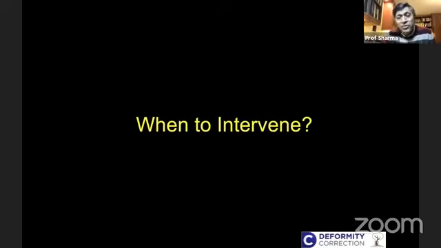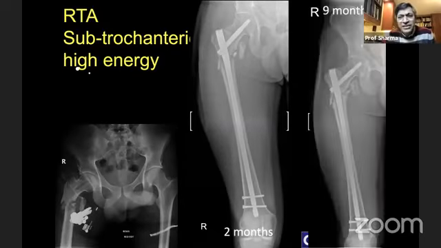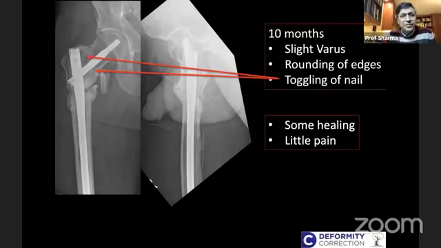Then let's go back to when to intervene. When do we actually have to do the surgery? This is a very difficult question. You cannot answer it straightforwardly. So there is a high energy subtrochanteric fracture in a polytrauma patient. You can argue it's a bit of varus, there's a gap, all kinds of things. Nine months down the line, it's not healing. So let's do an assessment.